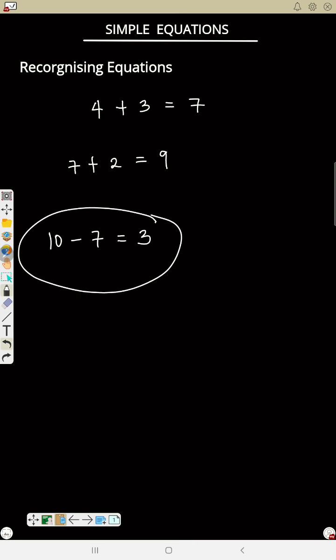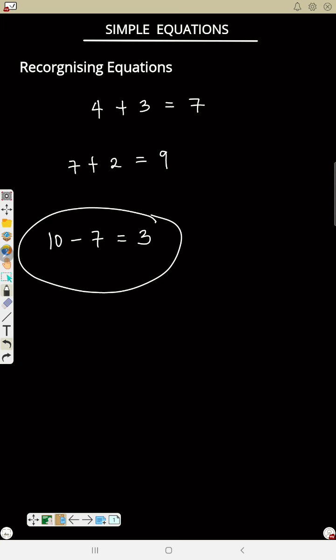Now, can you give another example of arithmetic equation? You can say 7 plus 2 is equals to 9. This is arithmetic equation. Give more example. Think of any number you like and give us the results. Now, if I have 10 minus 7 is equals to 3, this is an arithmetic equation.